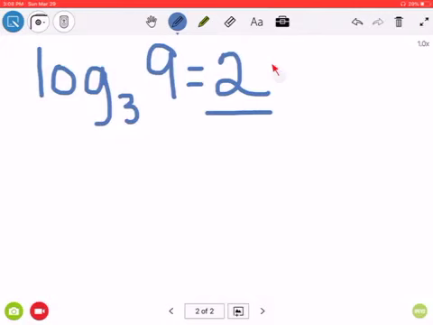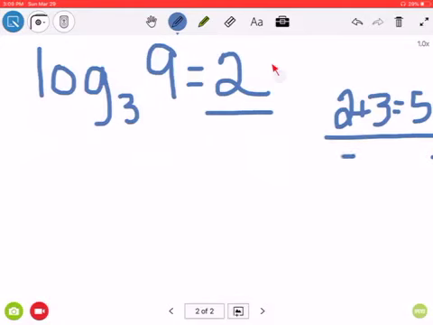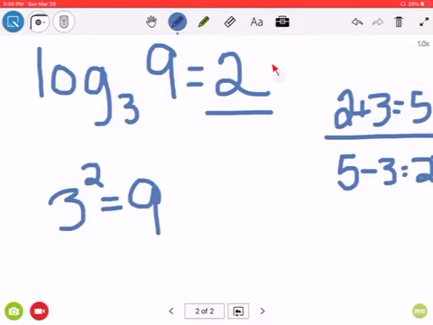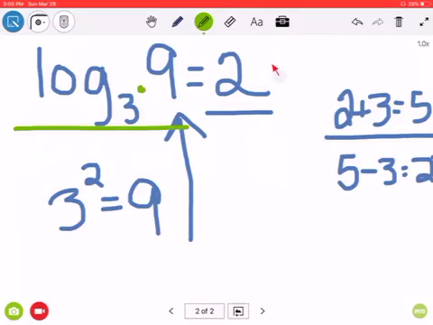Well, a logarithm is related to exponents the way addition and subtraction are related. Like 2 plus 3 is 5. This addition fact allows me to write a subtraction fact. And this fact with exponents, 3 squared is 9, allows me to write this logarithmic fact. So all that a logarithm is, it's when they are asking what exponent needs to go on the 3 to give you this 9. So the answer to a logarithm is always the exponent needed.